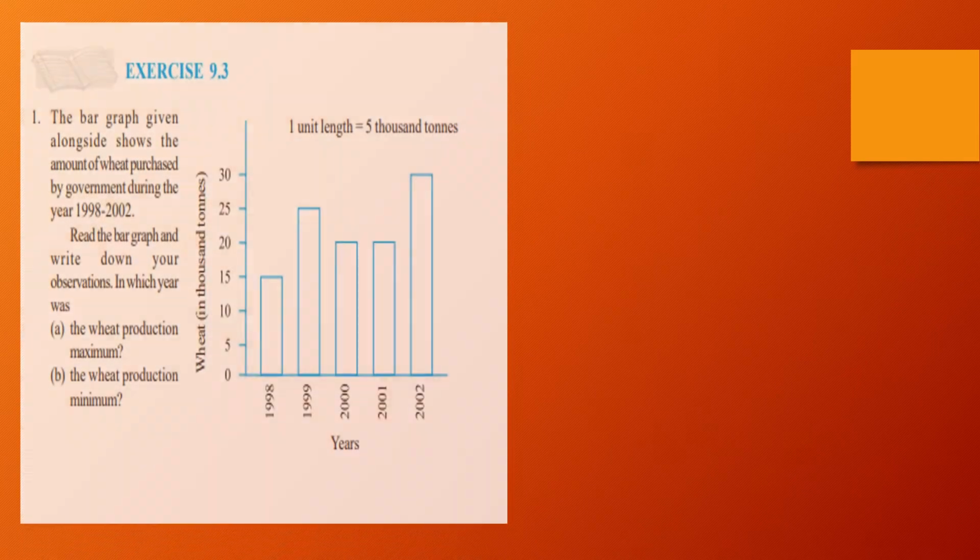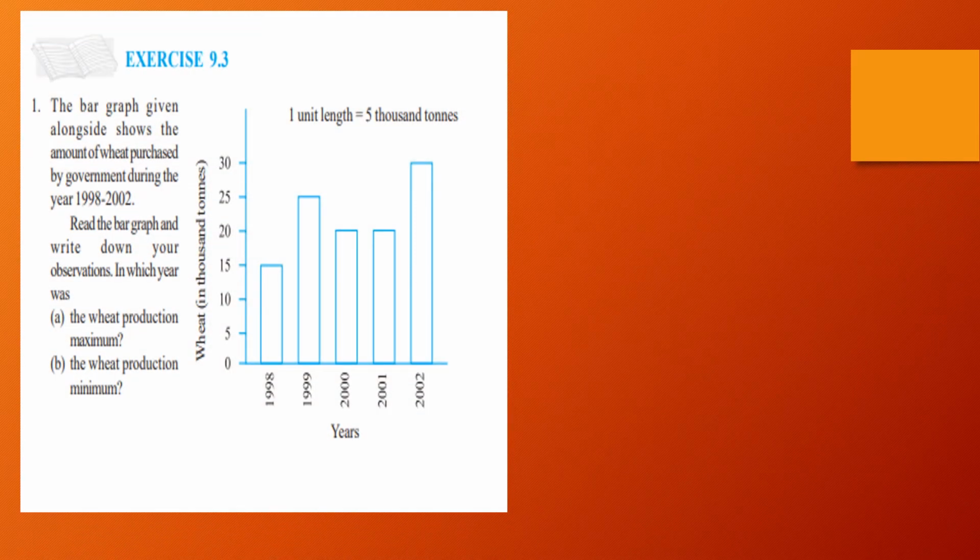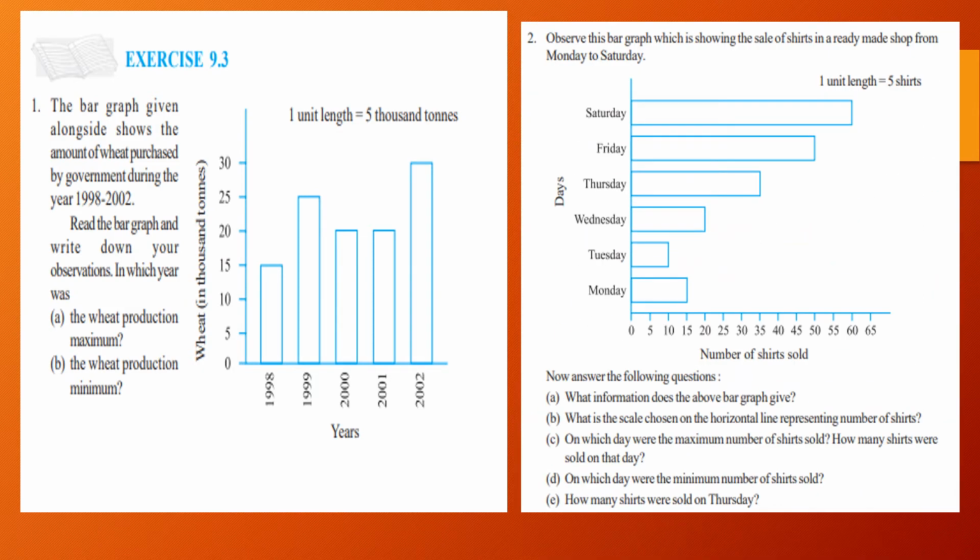Exercise 9.3, the first question. The bar graph given alongside shows the amount of wheat purchased by the government during the years 98 to 2002. Read the bar graph and write down your observations: in which year was the wheat production maximum and in which year was the wheat production minimum? From the height of the bars itself, we can understand that in 2002 the wheat production was maximum and in 1998 the wheat production was minimum. You can try the remaining questions yourself.